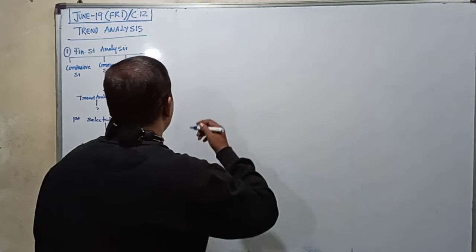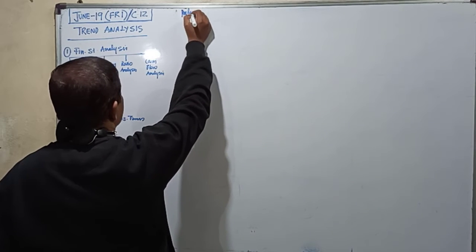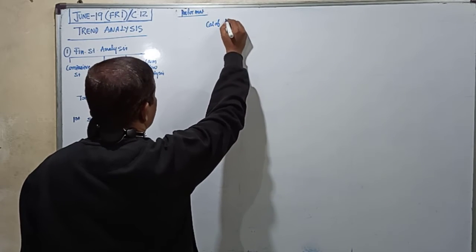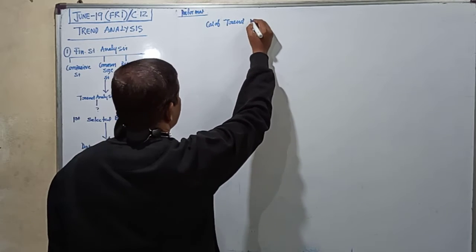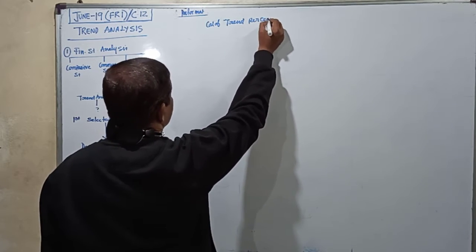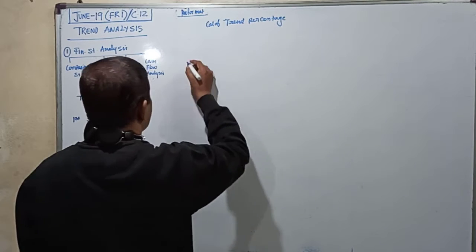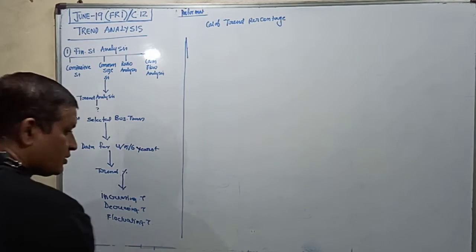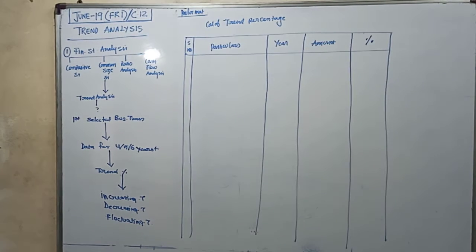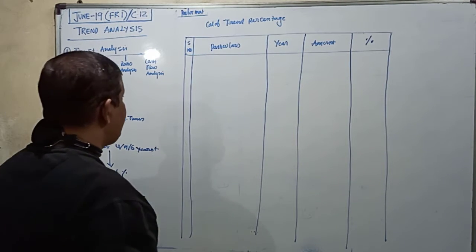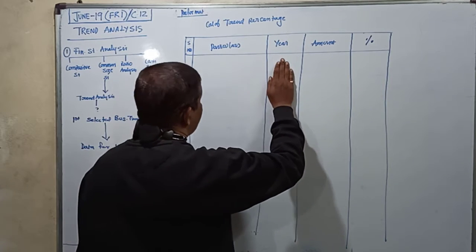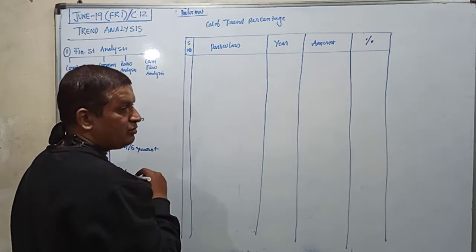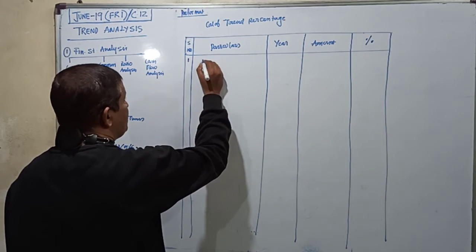Now, how do you do this problem? We look at the proforma for calculation of trend percentages. The proforma goes like this. We have a serial number, we take the particulars, we take the years, we take the amount, and we calculate the trend percentage. For example, I am going to the balance sheet liability side. The first transaction I take is share capital.